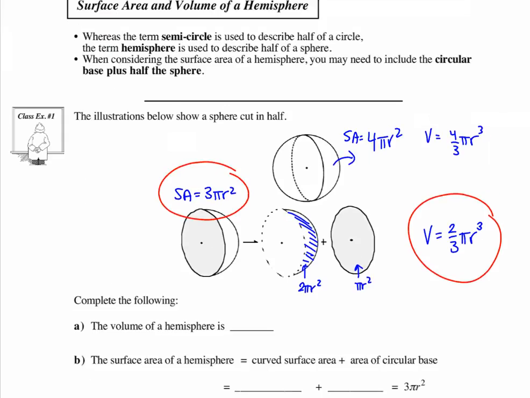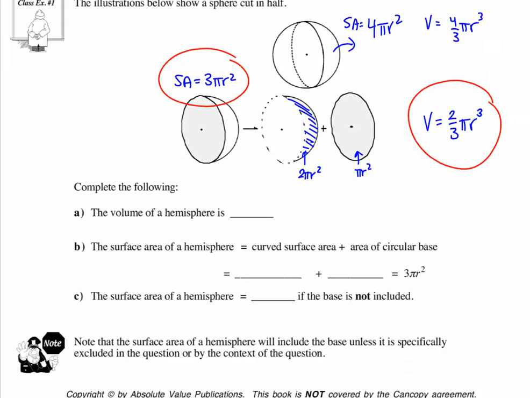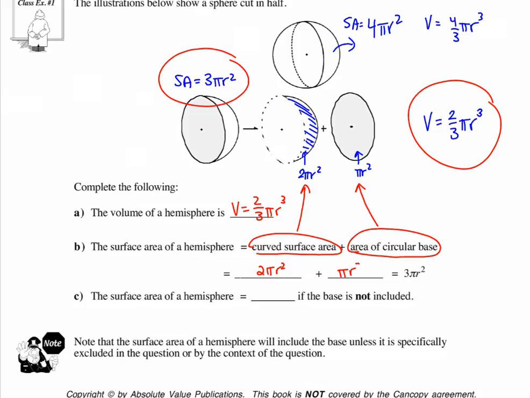Okay, so the volume of a hemisphere, we said, is half of the sphere, which is 2/3 pi r cubed, because the sphere is 4/3, and half of 4/3 is 2/3. And then the hemisphere was the curved surface. So what did we say the curved surface was? 2 pi r squared, plus the area of the circle base, which was pi r squared, which is how we got 3 pi r squared.